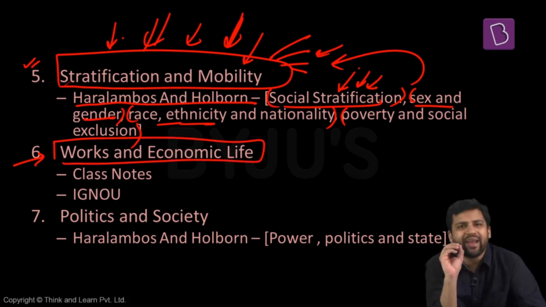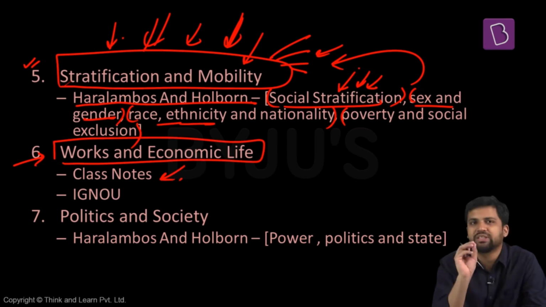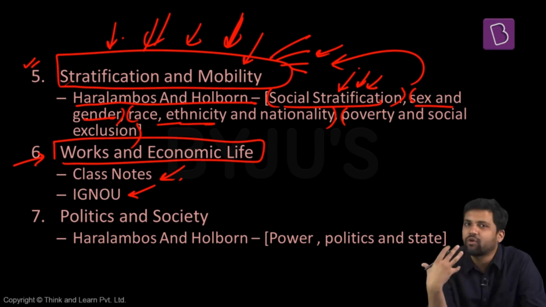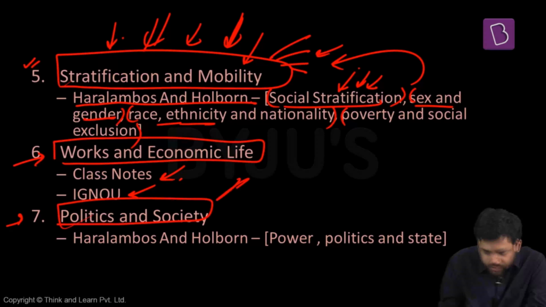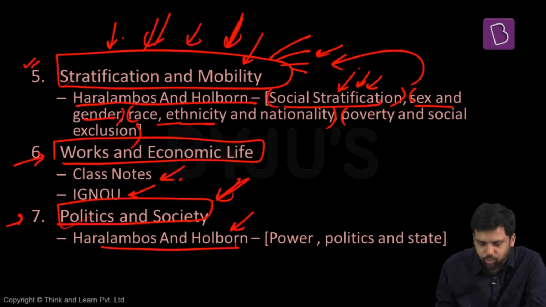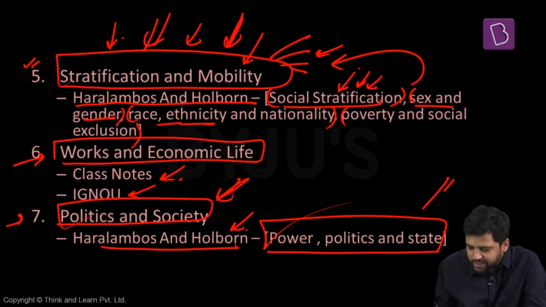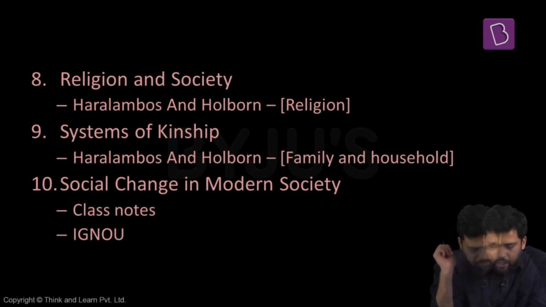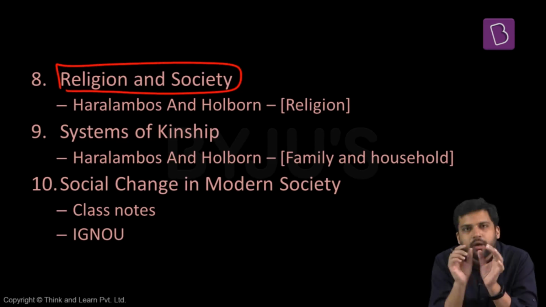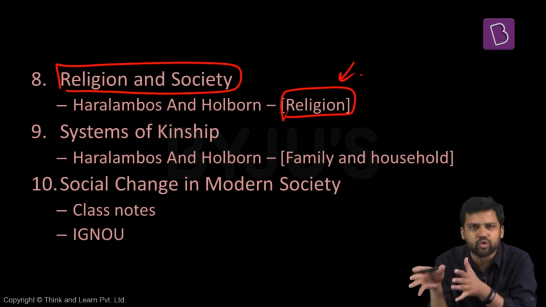Now the next topic, work and economic life. For this chapter, the primary resource is class notes, and I will be providing you some PDFs from IGNOU. So both these things are sufficient for this. Next topic is politics and society. Again, the fundamental resource is Haralambos and Holborn apart from the class notes. There is a chapter, power, politics and state. It will cover different dimensions of politics and society. Next chapter, religion and society. Haralambos and Holborn has a specific chapter on religion. So that is going to be our resource apart from the class notes.